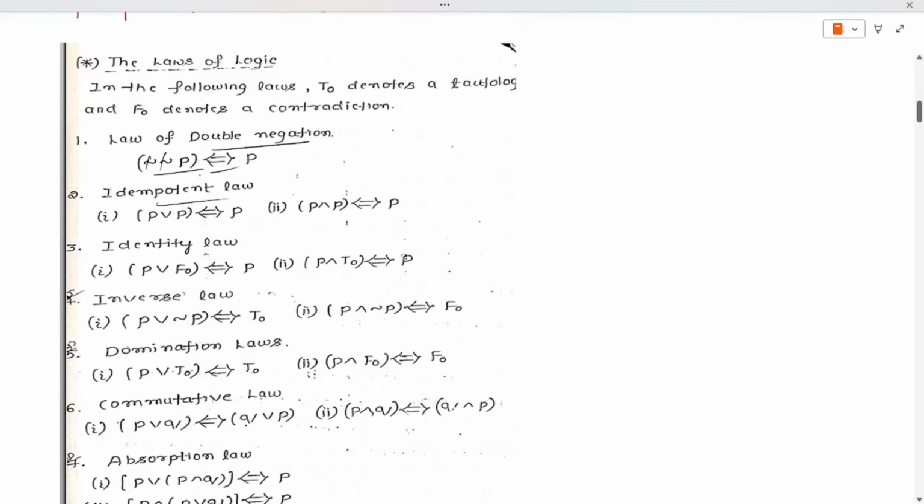Next, they have given the double negation, that is, negation of negation will be cancelled and it will be only P. Then idempotent, identity, inverse law, domination, commutative, absorption, De Morgan's, associative, distributive, and laws for conditional. This you can see.